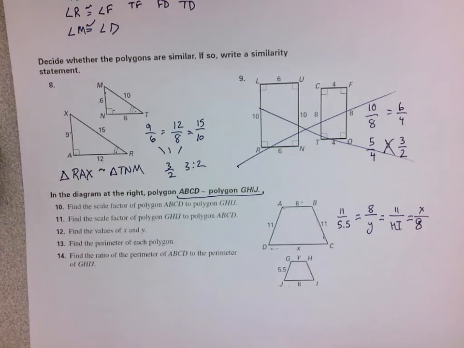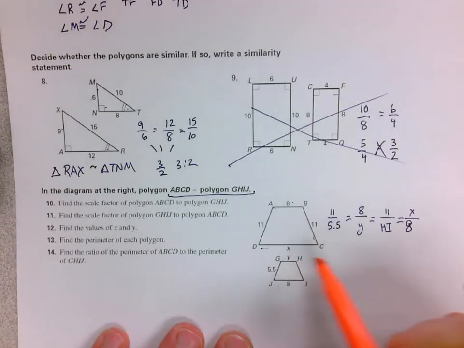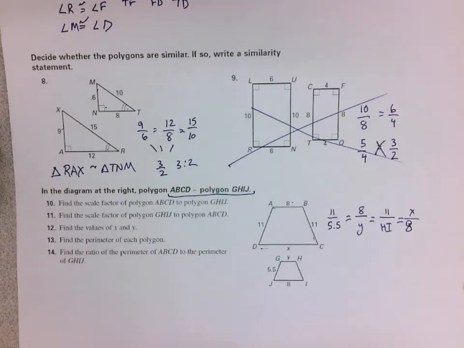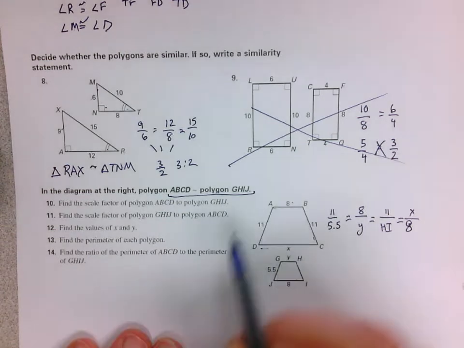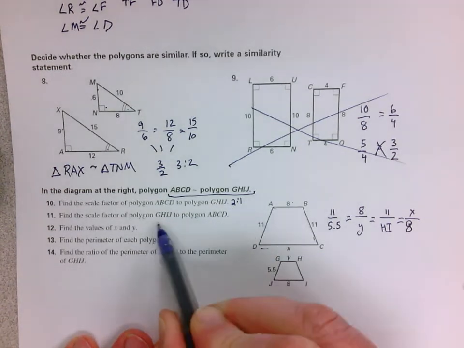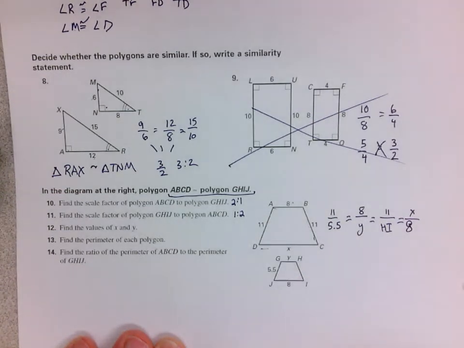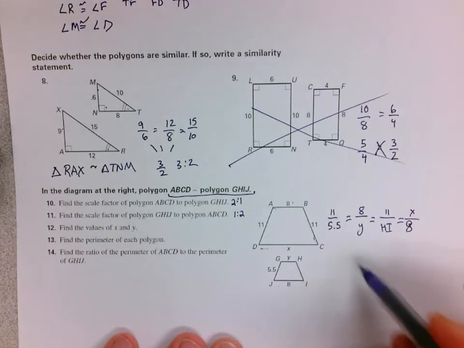And that's your extended proportion, because we can use that now to find either x or y. They're going to ask about x and y over here. We know the scale factor, so you can take the 11 divided by 5.5 and get the scale factor, which is 2. So my scale factor is 2 to 1. The scale factor for the other way around would be 1 to 2.